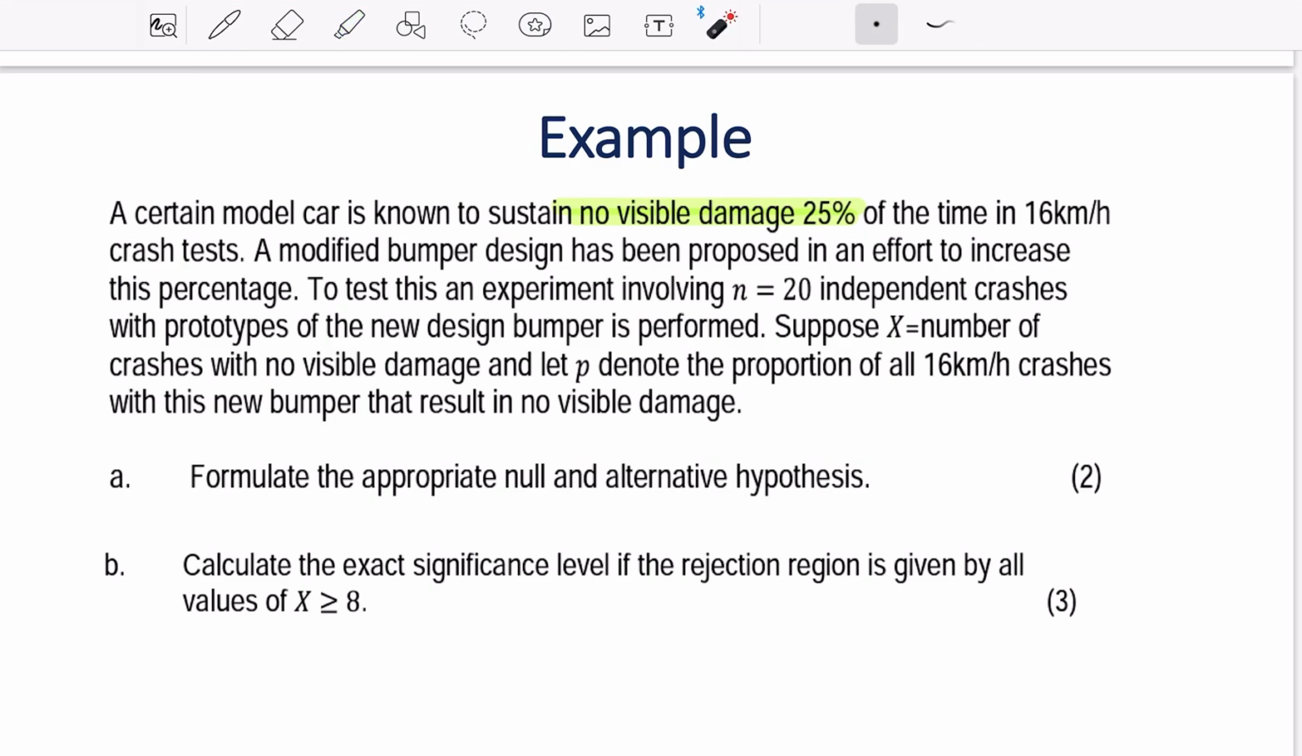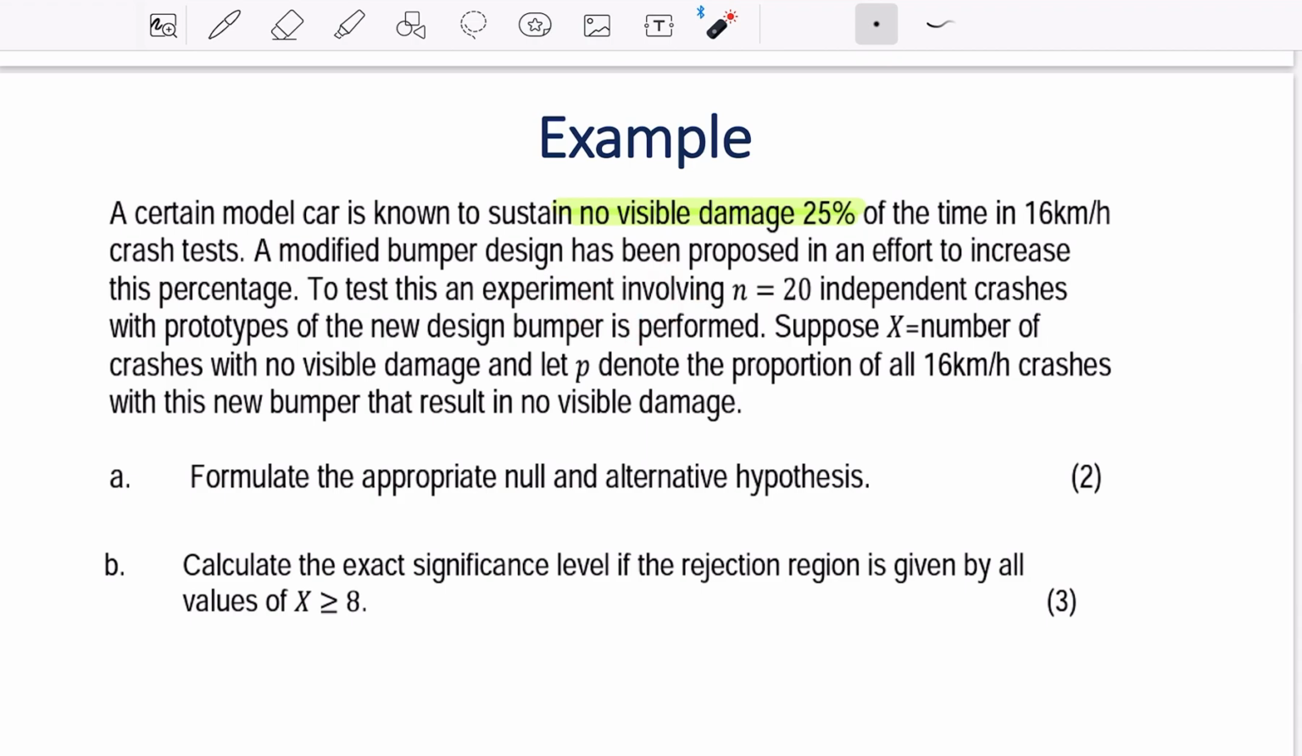Okay. So let's continue. A modified bumper design has been proposed in an effort to increase this percentage. To test this, an experiment involving n equal to 20, you already know it's very small, and this probability is 0.25. So 20 multiplied by 0.25 is definitely going to be less than 10. If I plug into my calculator, 20 multiplied by 25% gives me 5, which is less than 10. So already one of the properties of a large sample size is broken, right? So you have to use the binomial.